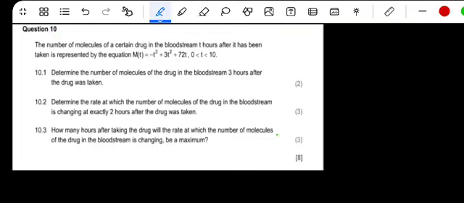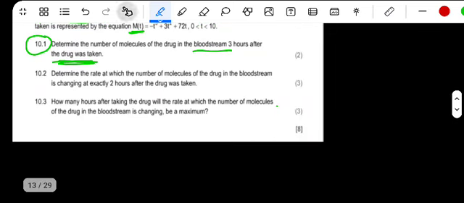Alright, 10.1 says determine the number of molecules of the drug in the bloodstream 3 hours after the drug was taken. Obviously t is given in hours, so we want the number of molecules. Remember this is M, the number of molecules. This graph represents the number of molecules.